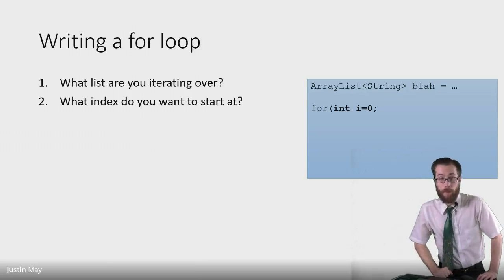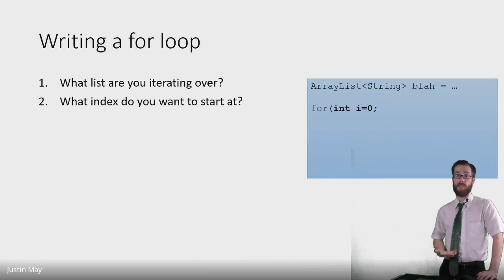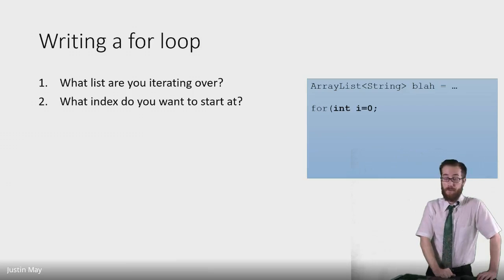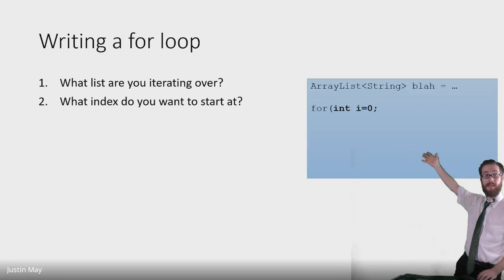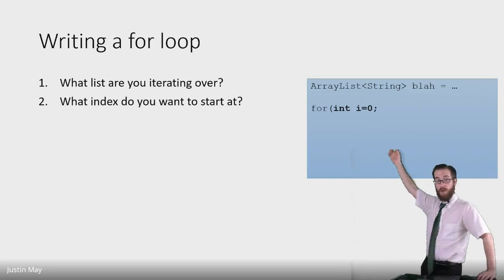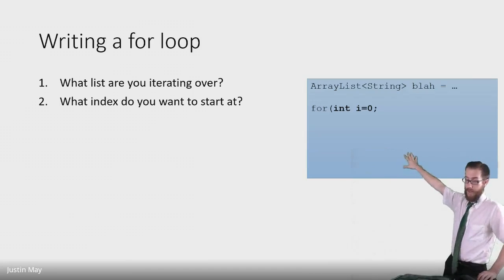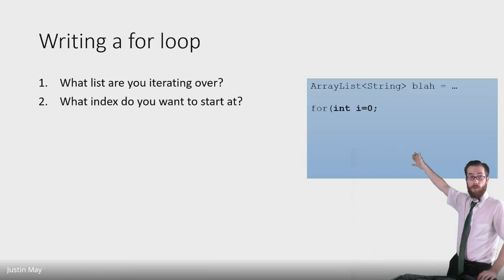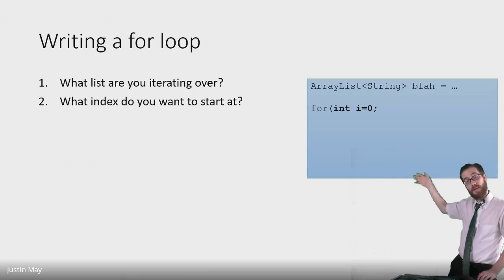What index do I want to start at? Most often we want to start at the beginning, index 0. But if you want to start somewhere else, this is where you would make that decision. So we write for, open parentheses, and we declare a variable, int i equals where I want to start, equals 0, semicolon.